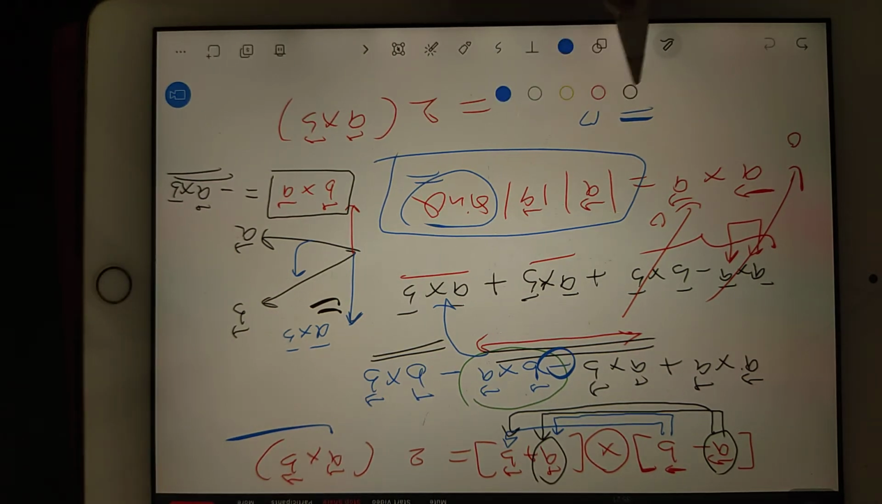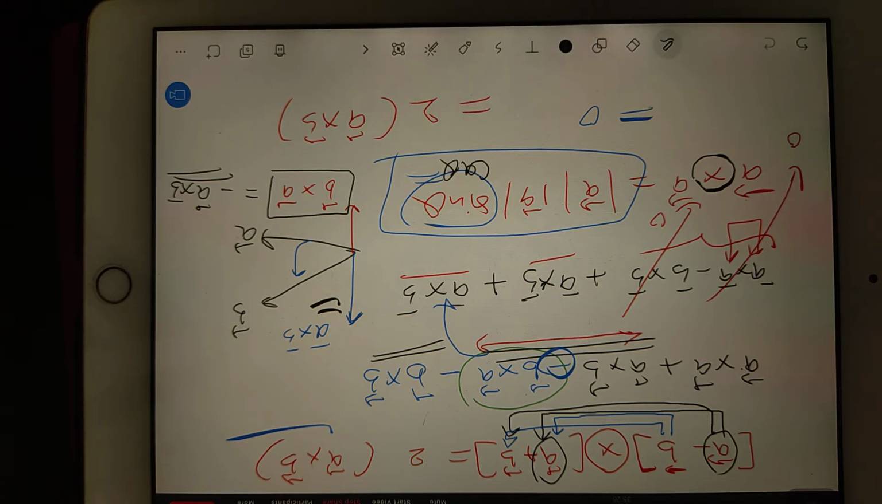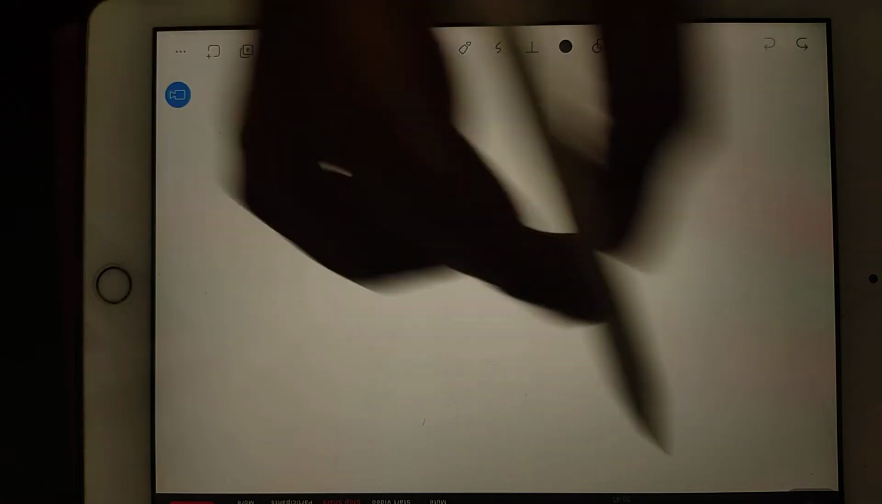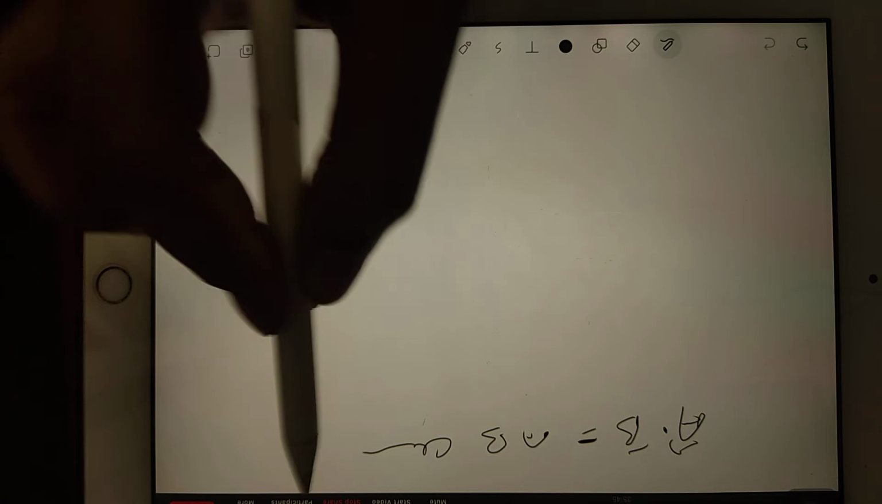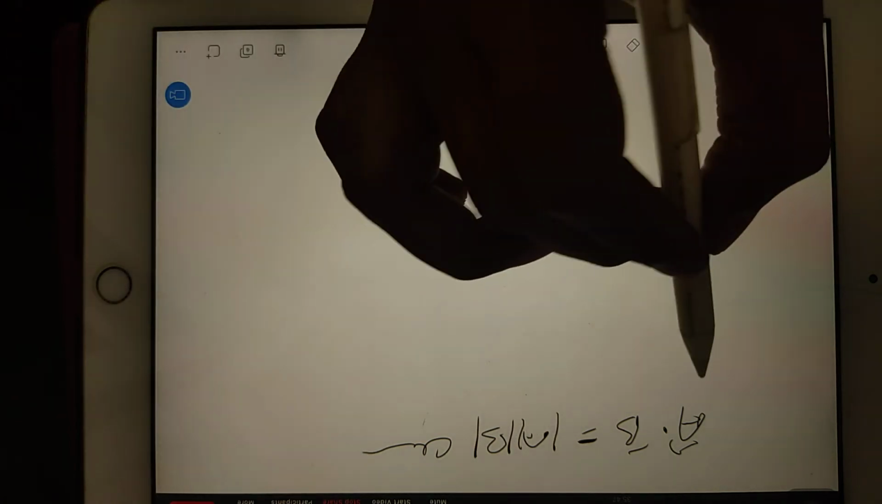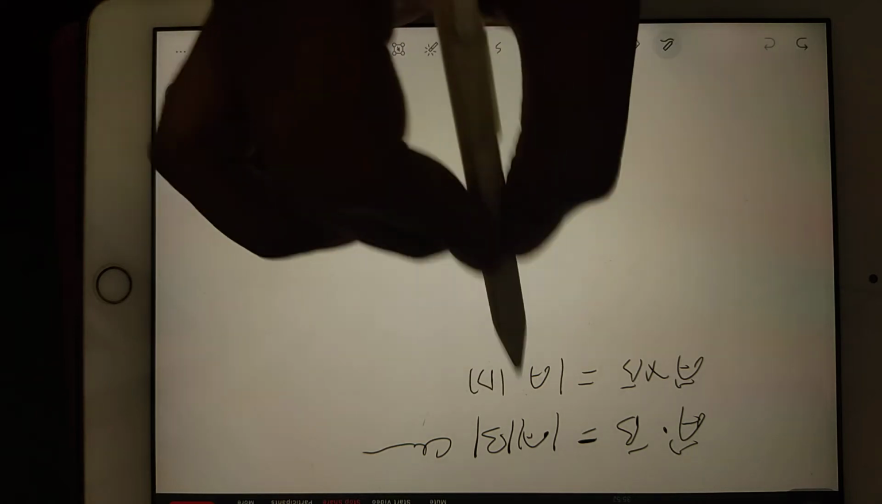Some students in a hurry put cos theta even for this cross product, but no. In the case of a dot a, the answer will be a squared cos theta, but in the case of a cross a, the answer is 0 because of sin theta. So I'll change the page. You see, actually a dot b comes as ab cos theta, where these are moduli, and a cross b comes as ab sin theta.